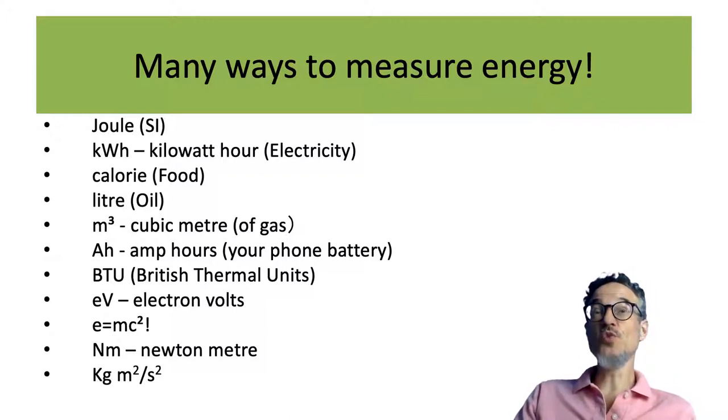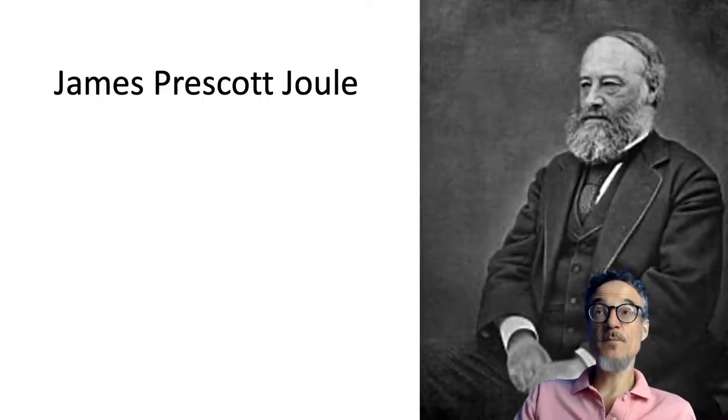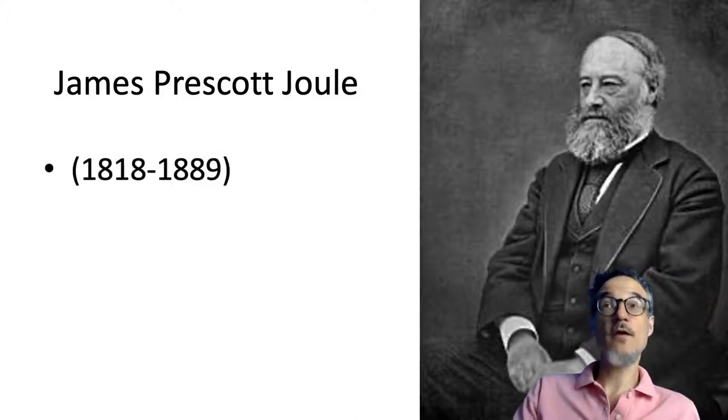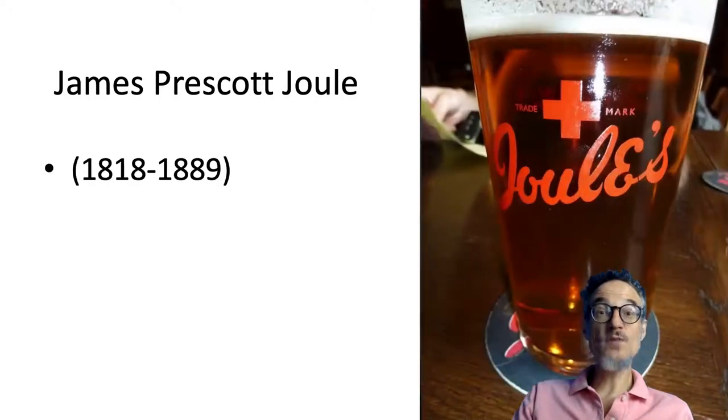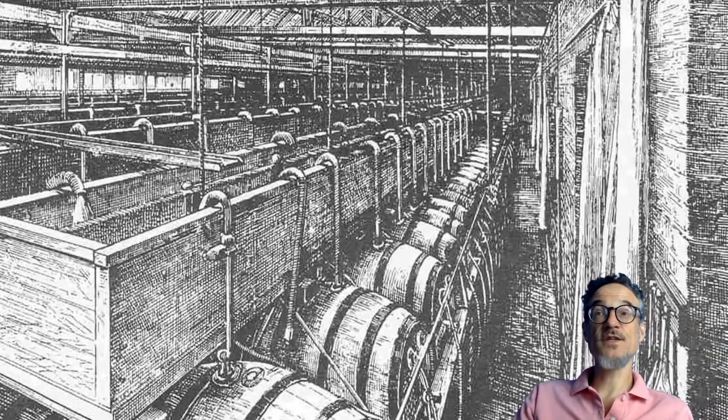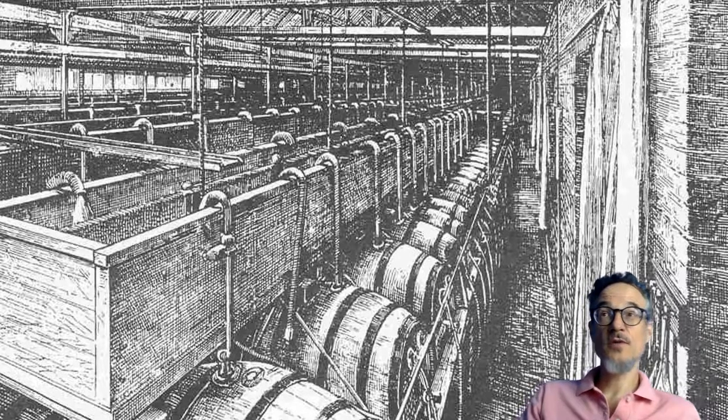So joule, the unit of joule is named after a person. And here he is. This is James Prescott Joule, who I think was from Manchester in the north of England. He was around from 1818 to 1889. And his main business was beer. He had a beer brewery, so he used to make beer. Something like this would be what his establishment looked like.